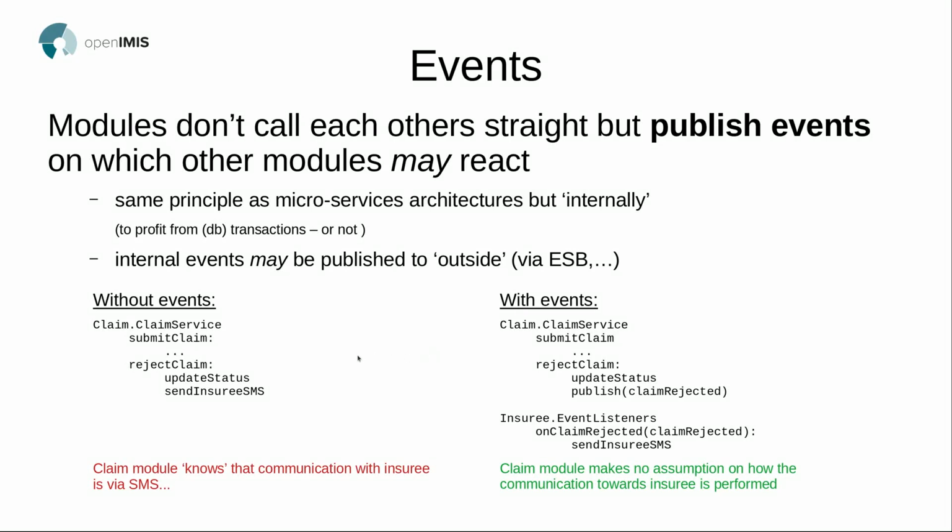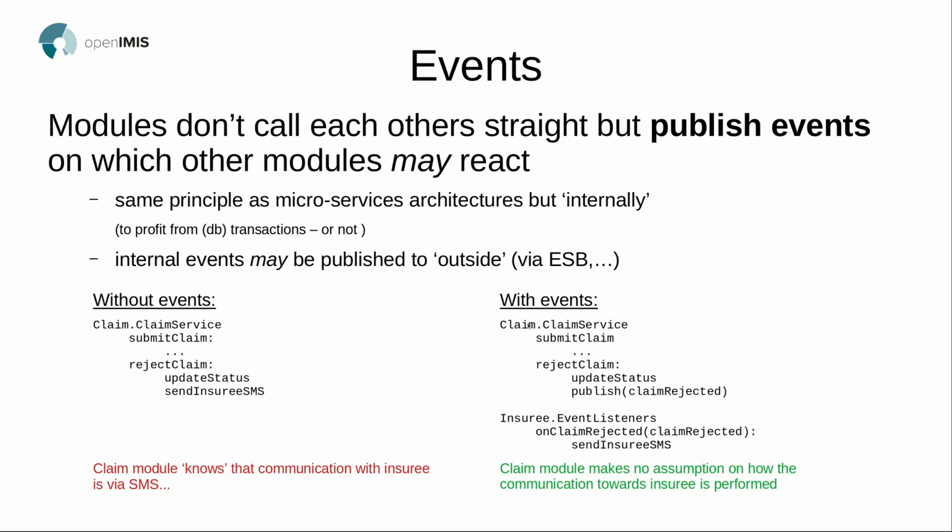Let's have an example. If we want to send an SMS to an insurer when a claim is rejected and we don't use events, what we will implement is in the claim service, when we reject a claim, we will update the claim status, but then we will send the insurer SMS. So in this case, the claim module knows that the communication with the insurer is via SMS and that the insurer has a phone number to which we can send an SMS and so on. So this makes a tight coupling between the claim and the insurer details.